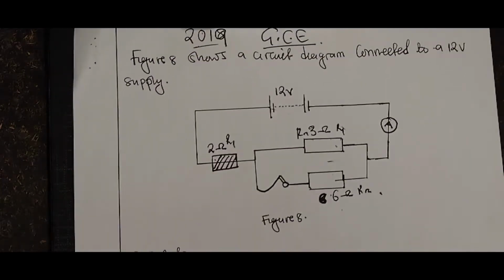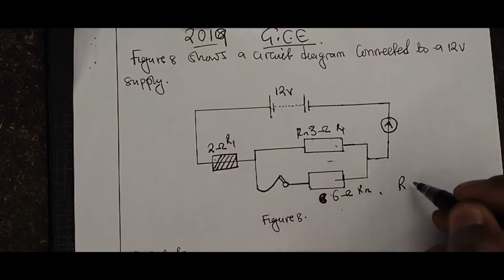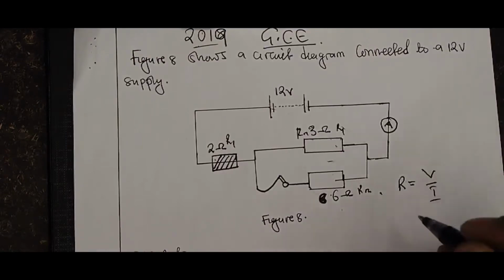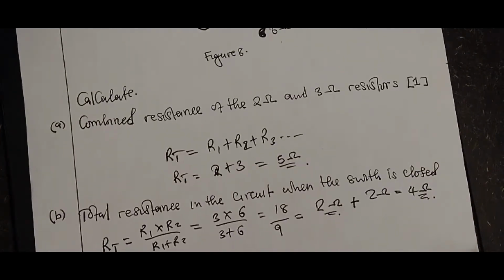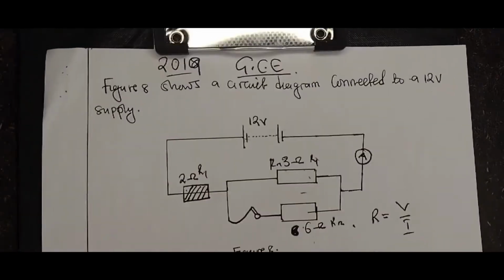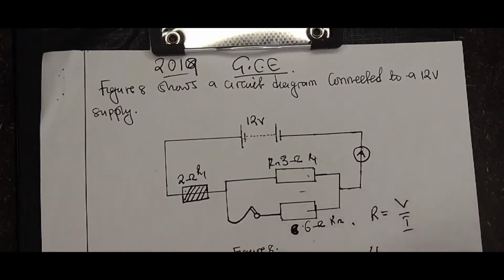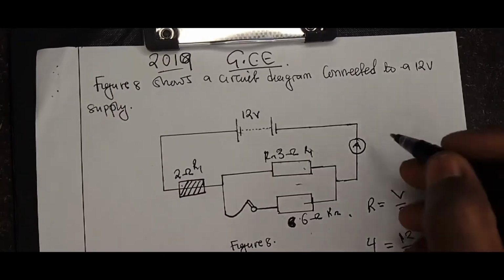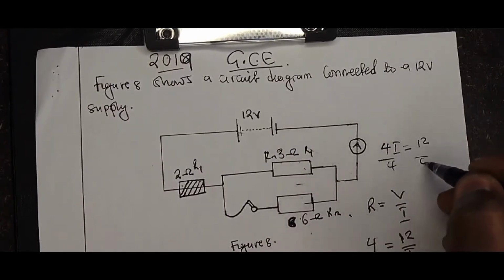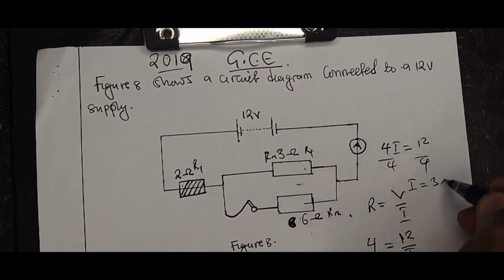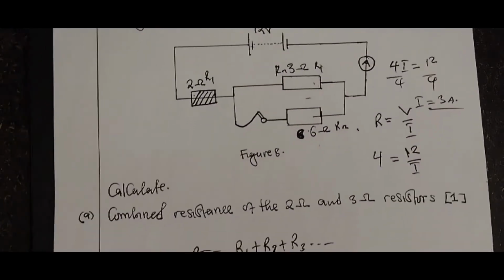And how do you find the total current? We can find the total current still applying this formula, voltage and current. Total resistance, we found it to be 4. So for the total current in the circuit, we use total resistance, which is 4. So 4 is equal to, what is the voltage? The total voltage is 12. We are finding current. So in this case, it's going to be 4I, where I is current, is equal to 12. If you divide, you're going to find current to be 3 amps. So the current in the circuit is 3.